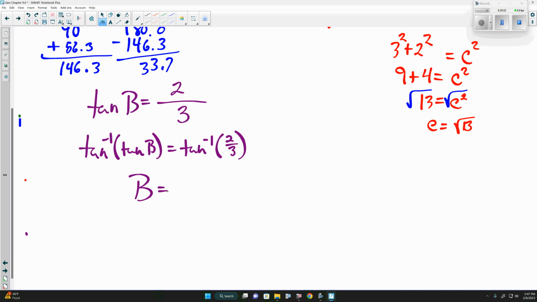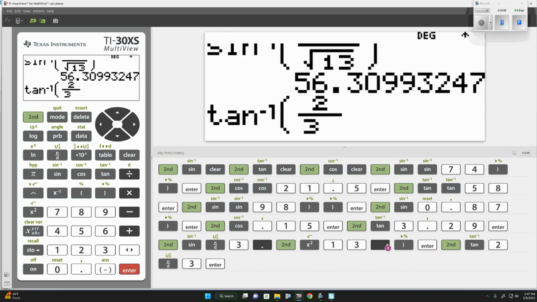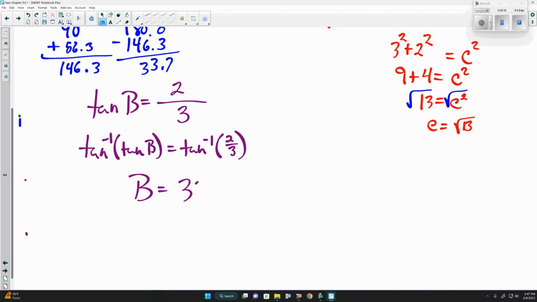Now, if we take tangent inverse of 2/3, second tangent inverse of 2/3, we get 33.7. We get the exact same thing. Questions on this here?